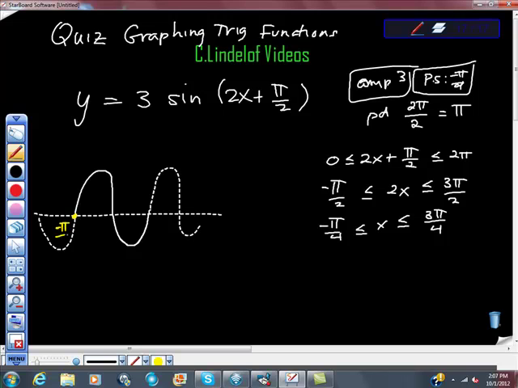This is the point. Negative pi fourths, right? It's the left-hand landmark, isn't it? It's this landmark right here. And what's this one right here? 3 pi fourths, comma, 0. So there's that one and that one, right?